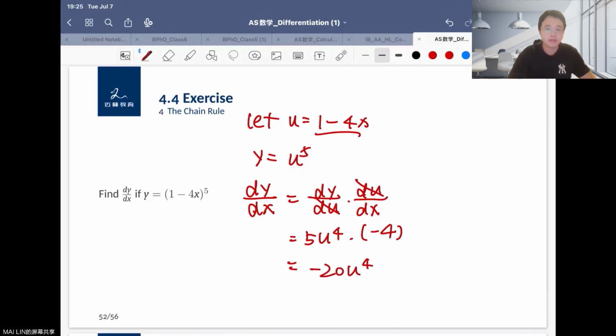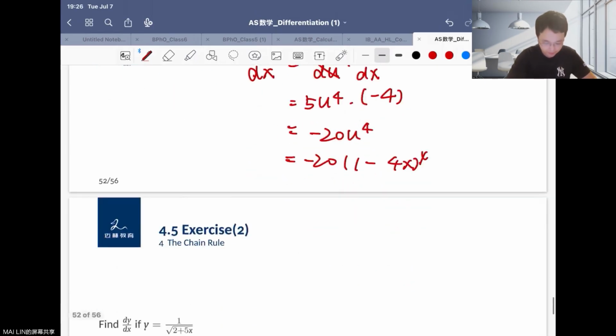But remember that the final answer cannot be in terms of u, because we have differentiated with respect to x. So you have to substitute u equals 1 minus 4x back into it. So it's negative 20 times (1 minus 4x) to the power 4.